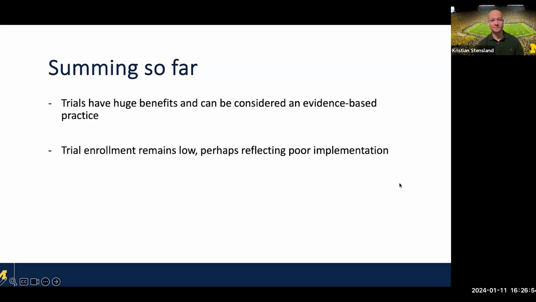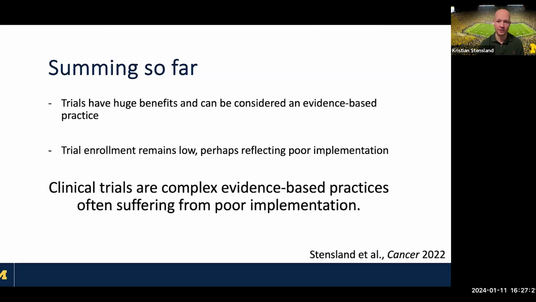So summing up so far, trials have huge benefits, can be considered evidence-based practice, but trial enrollment has remained low. This perhaps reflects poor implementation. So again, getting to this idea of the clinical trial protocol, is it a design problem from the clinical trials? Maybe, but I think that's a bigger hurdle to come over. And so what we're going to focus on is poor implementation of the clinical trial protocol, which again has this whole other aspect of things, including figuring out who should lead your trials, where you pick your sites, all that, which we're going to talk about going forward.